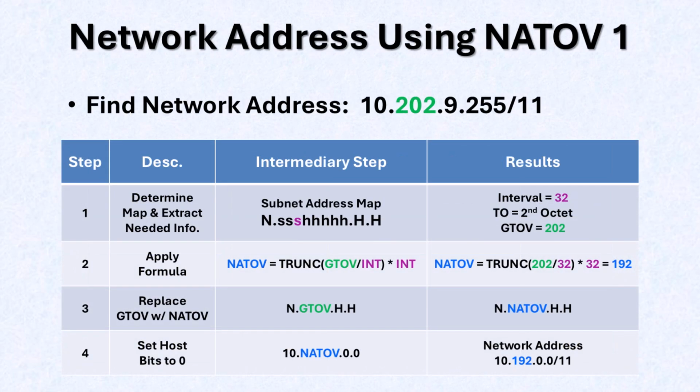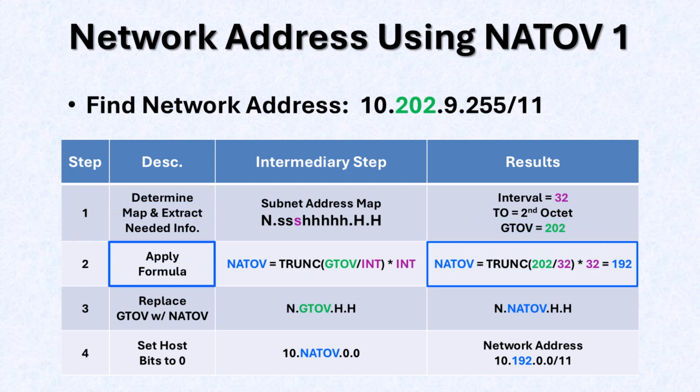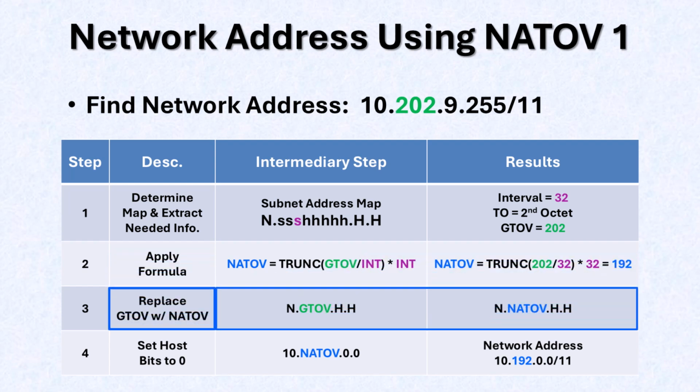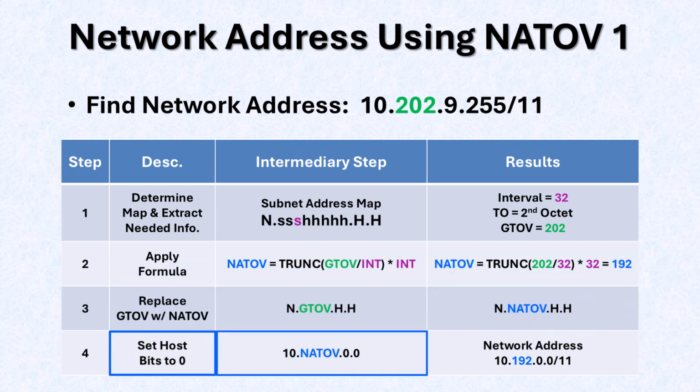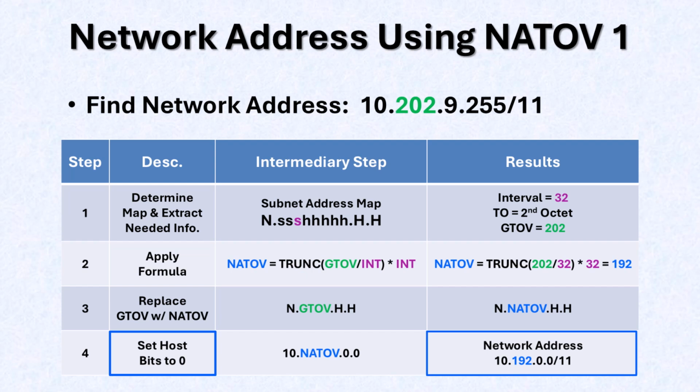Finally, we provide 3 additional examples of finding the network address for a given host address. Study them carefully. In example 1, determine the address map first. Then use it to extract the interval and transition octet. Identify the GTOV from the given address. Apply the formula to get a NATOV of 192. Replace the GTOV with the NATOV. And finally, turn off the host bits. This gives the network address of 10.192.0.0/11.